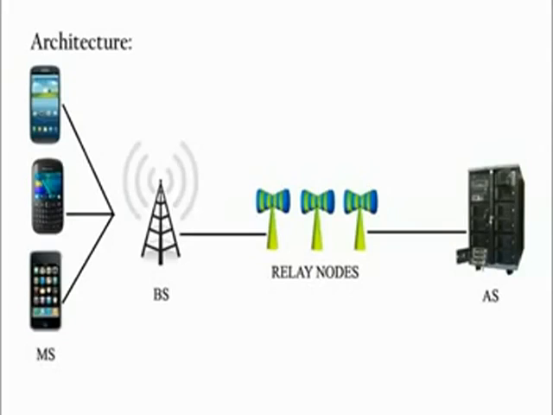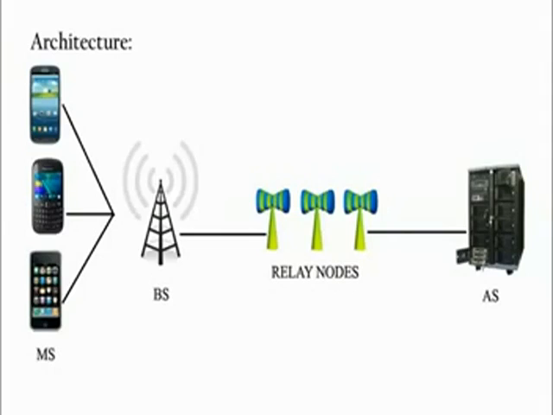This is our architecture. In this architecture, we have divided the network into two portions. One is between the mobile station and base station. Another one is between the base station and application. The link between the mobile station and base station is wireless, and the link between the base station and application may be wired or wireless. Within the base station and application, we have a lot of nodes.